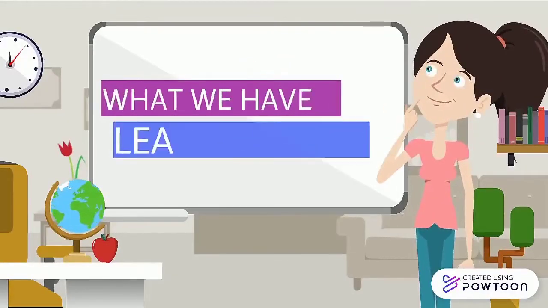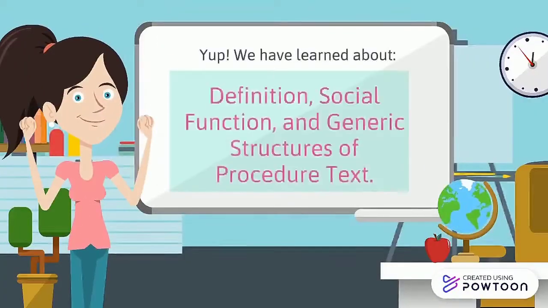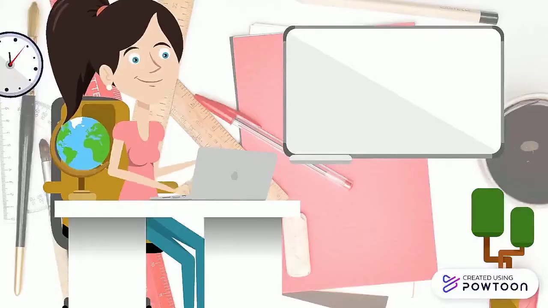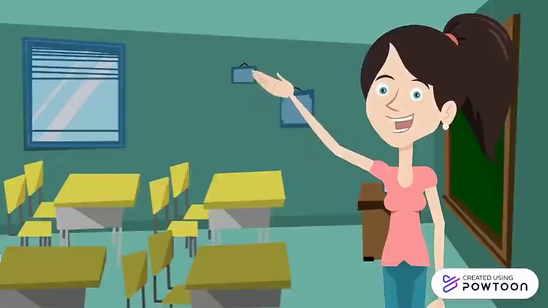What have we learned today? Okay, class, who can answer? What have we learned today? We have learned about procedure text, miss. Yup, we have learned about definition, social function, and generic structures of procedure text. Okay, remember this. Procedure text is a text that explains or helps us how to make or use something, and it aims to give instructions for making or doing something.